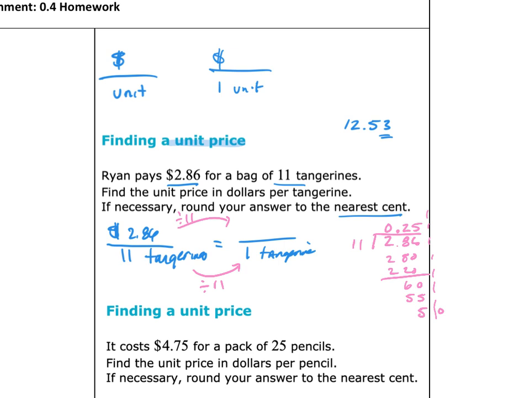And 11 goes into 50 4 times. And again, you can do this long division with your multiplication table, which I will give you on Monday, and you're watching this for Wednesday. So this is less than 5, so it's going to round to just 25. This is 25 cents. So to the nearest cent, this is 25 cents per tangerine.